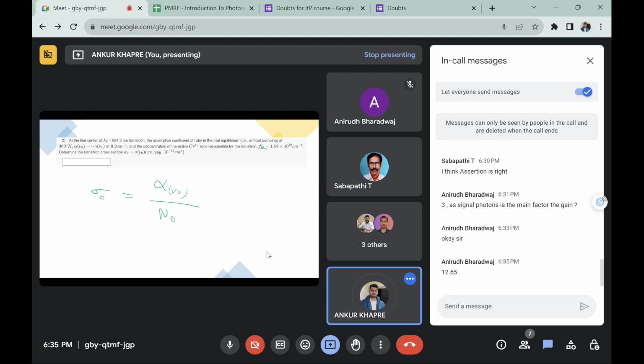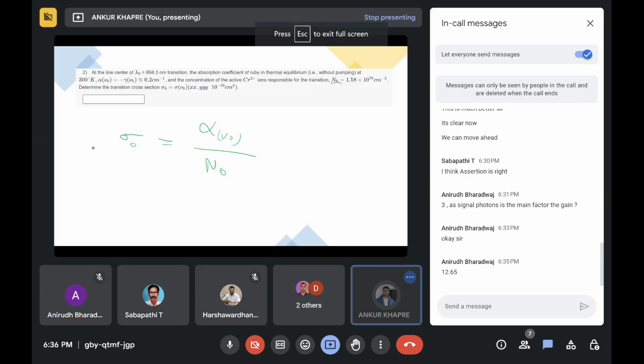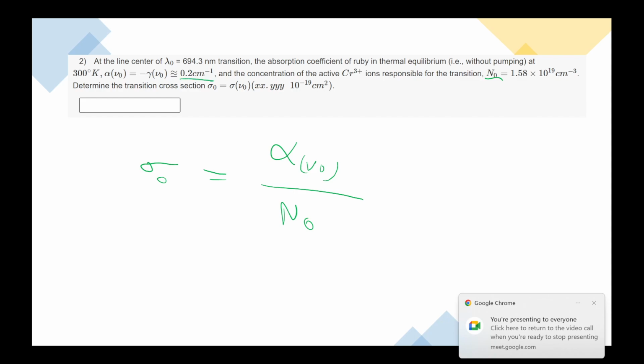1.16. Are you making some mistake, Anirudh? It's given here. This alpha at nu naught is 0.2 per centimeter, and this also is there. You just have to divide.